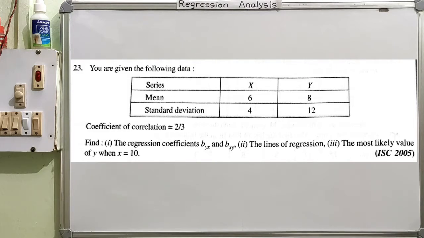That is the regression coefficient of y on x and the regression coefficient of x on y. And after calculating these two, then you have to write down the lines of regression. That means we have to find out both the lines of regression, equation of regression line of y on x and x on y. And at the end, we have to also find out the value of y when x is equal to 10.